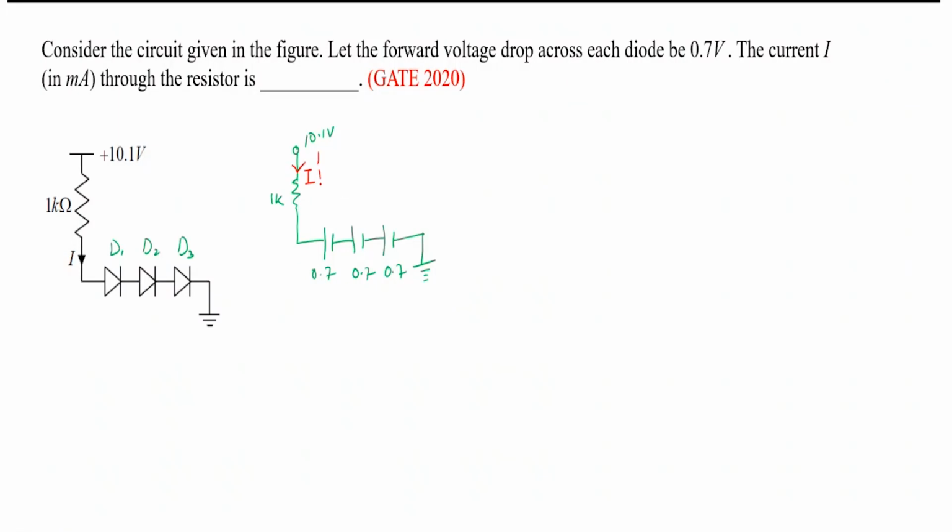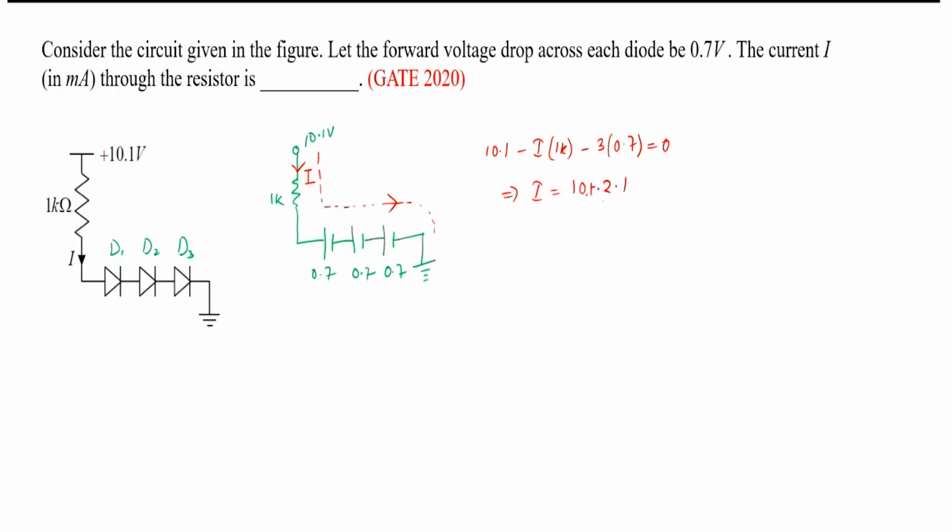So can you apply KVL here? Yes or no? Yes, sir. Okay, tell me the equation. Anyone? 10.1 minus I into 1K minus I into 1K, minus 3 into 0.7 is equal to 0. So from this, you'll get I to be 10.1 minus 2.1.